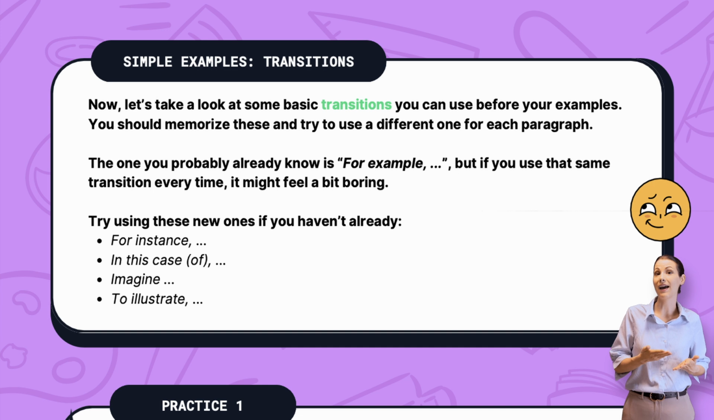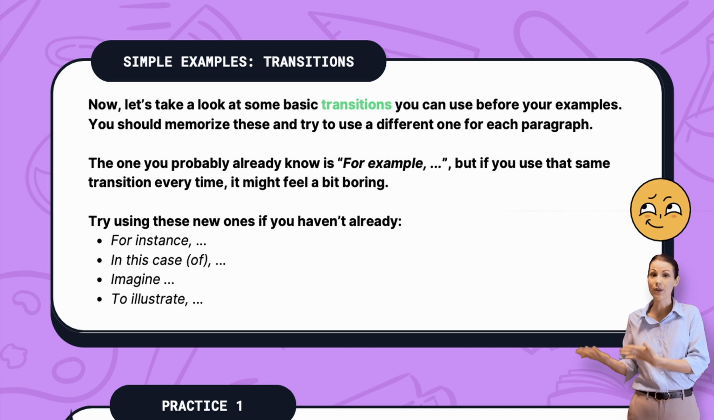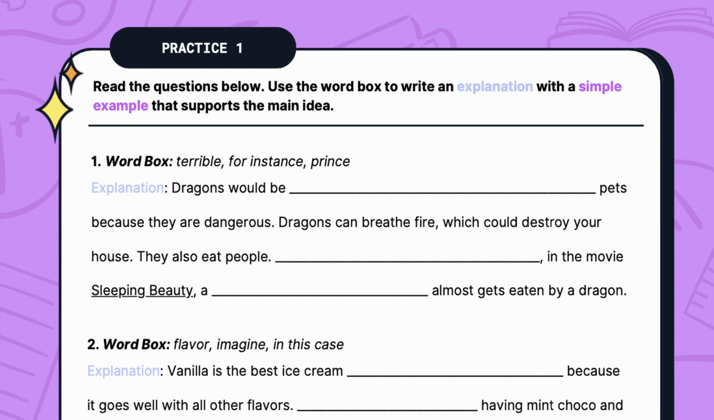Now that we know how to add examples, what examples are, and transitions to use when we add them, let's practice. Practice 1. Read the questions below. Use the word box to write an explanation with a simple example that supports the main idea. Number 1, your word box is terrible, for instance, and prince. The explanation is, dragons would be blank pets because they are dangerous. Dragons can breathe fire, which could destroy your house. They also eat people. Blank, in the movie Sleeping Beauty, a blank almost gets eaten by a dragon.